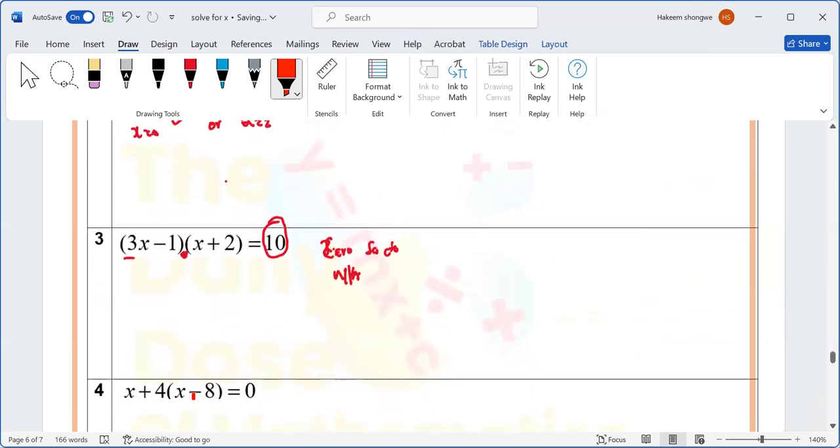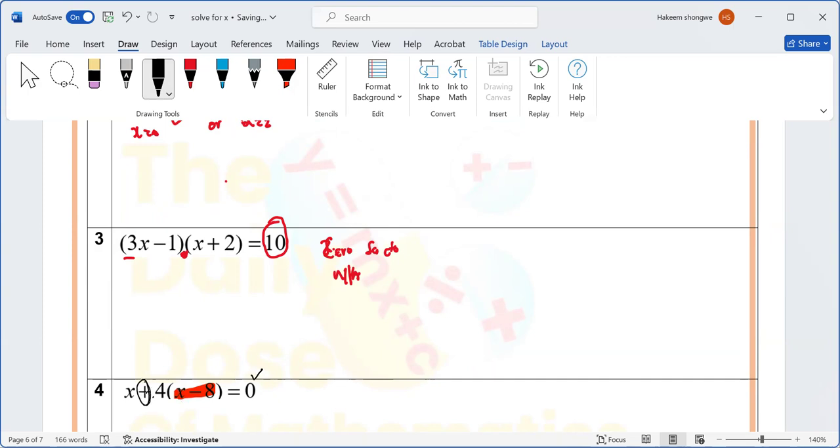What is inside the bracket? X minus 8. It's x minus 8. Okay, but now look at this one. X plus 4. Is x plus 4 inside the bracket? No. It's not inside the bracket. But this side we do have a 0. So in fact, yes, we do have a plus in between.